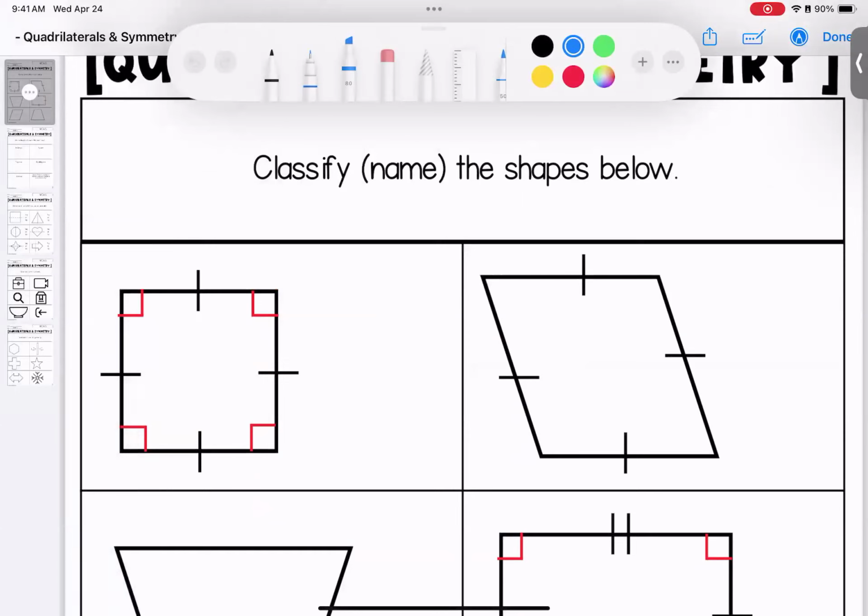For our first set, we are classifying or naming the shapes below. For our first one, this is a square. Now we know we could call it a quadrilateral, we can call it a parallelogram, a rhombus, a rectangle, any of those would work. But we're going to stick with square for now. If you used any of those others, that is perfectly fine.